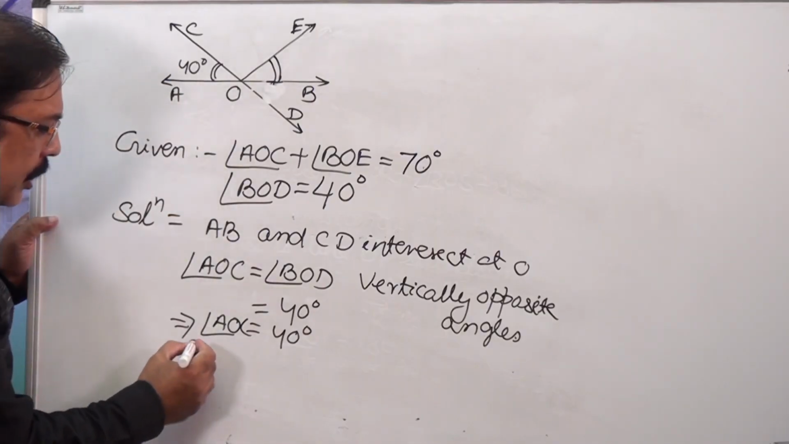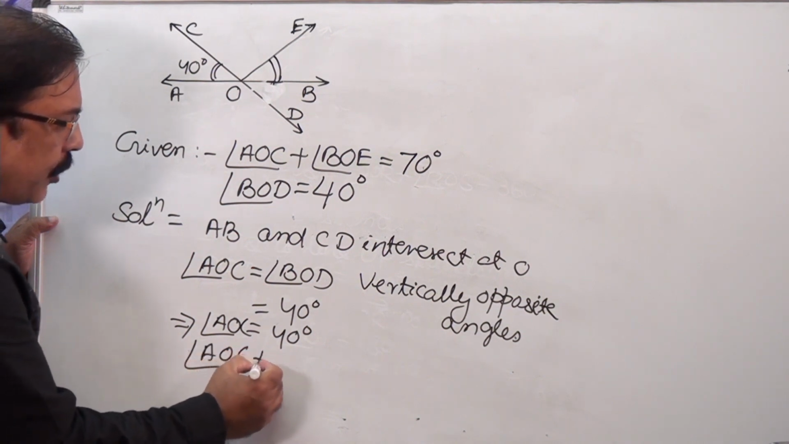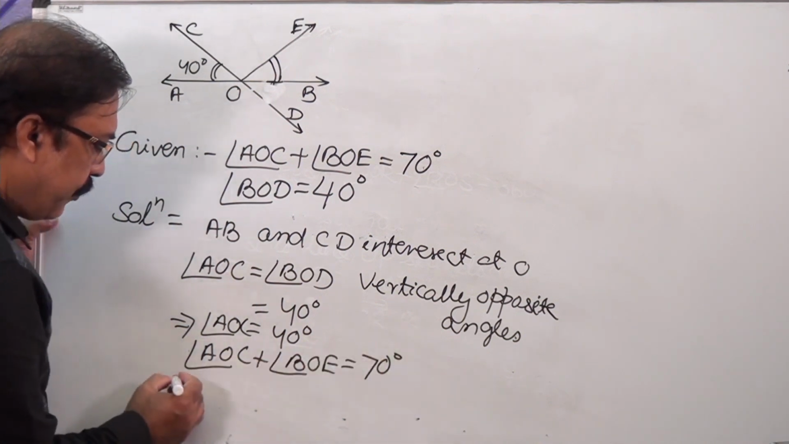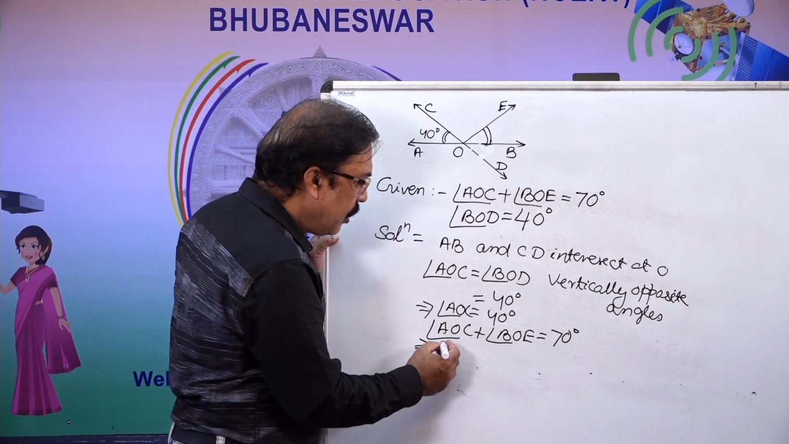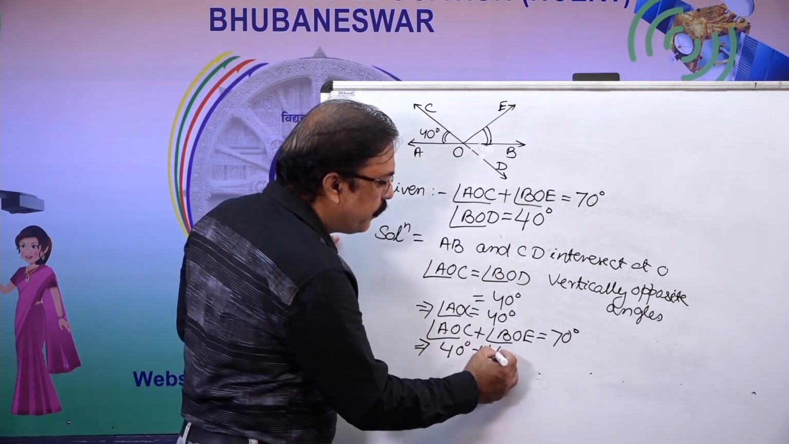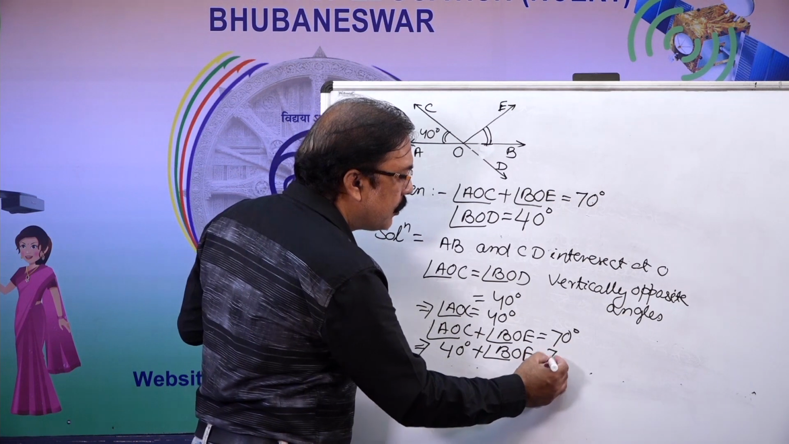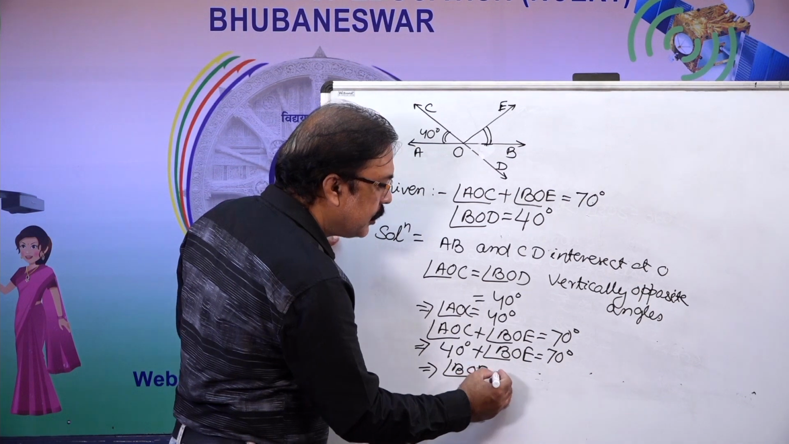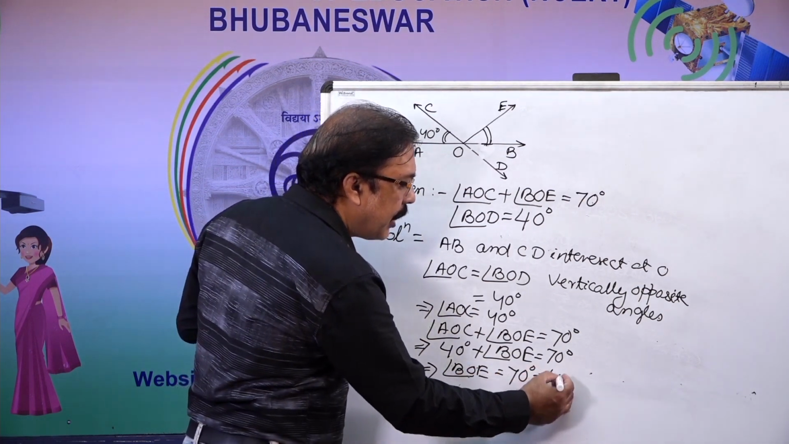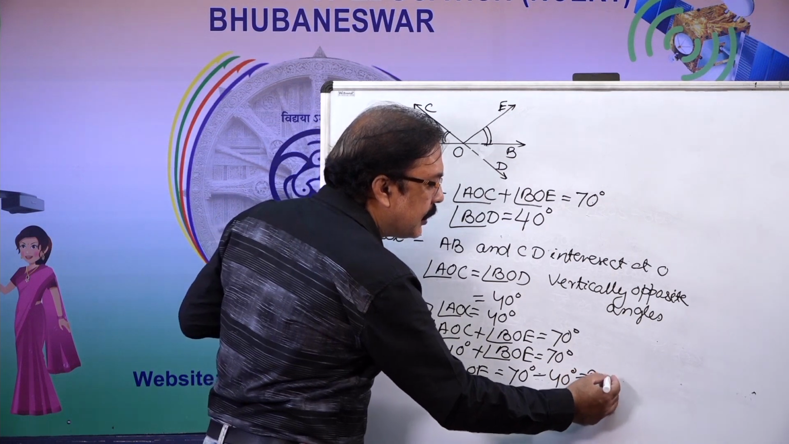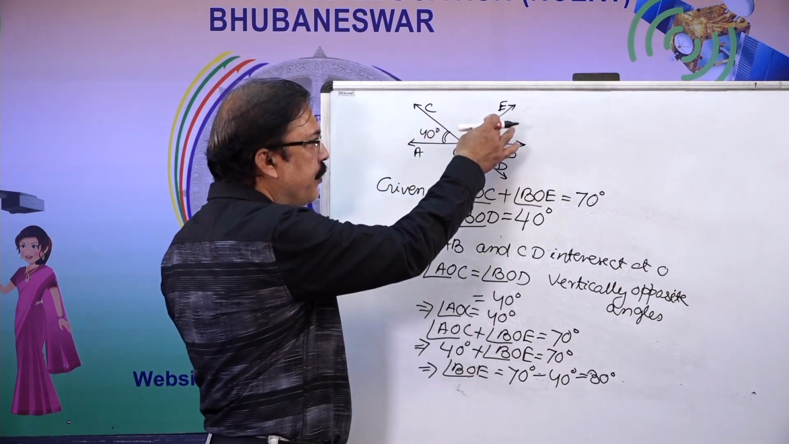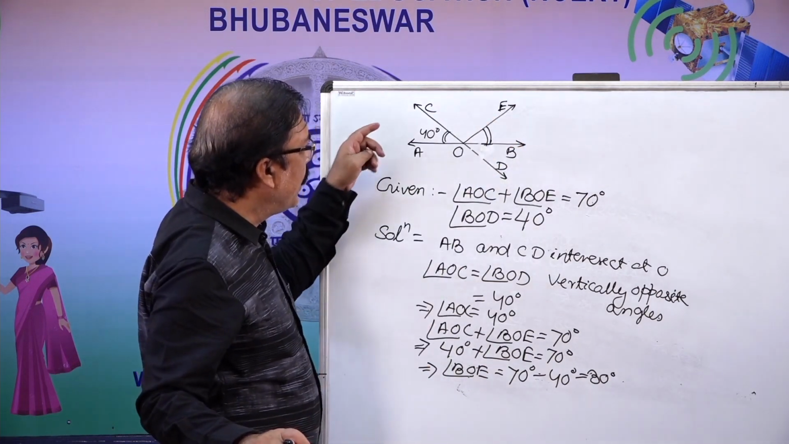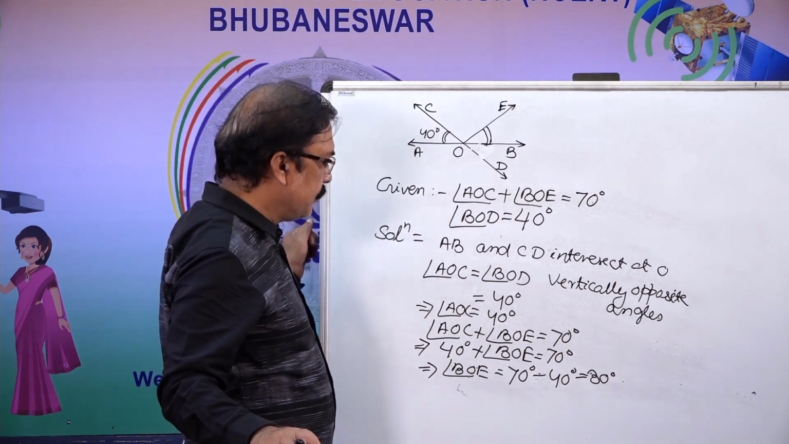And we know that angle AOC plus angle BOE is equal to 70 degrees. If we substitute the value of AOC here, we have 40 degrees plus BOE is equal to 70 degrees. That means BOE is equal to 70 degrees minus 40 degrees, that is 30 degrees. So the value of BOE is 30 degrees. Now we have to find the value of COE.